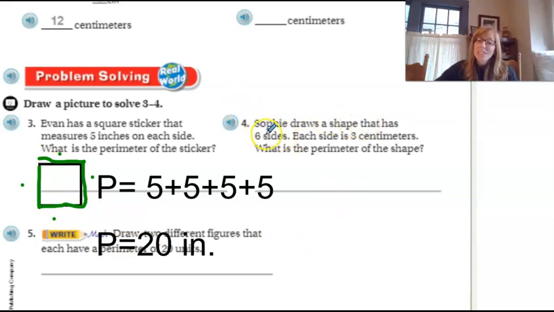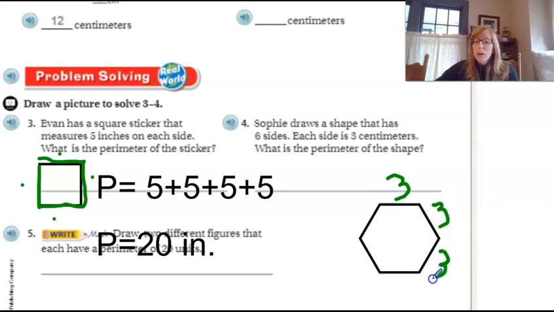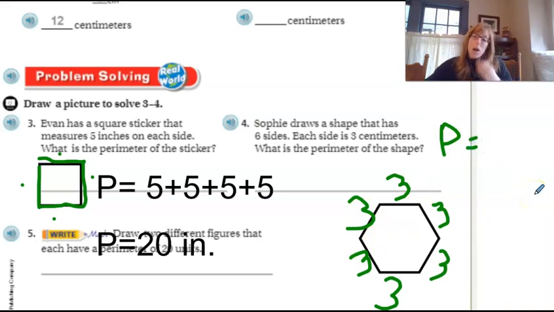So if you draw a shape that has 6 sides, so that would be a hexagon. So let me see if I can find a hexagon for us. Where's my 6? Here's a hexagon. Okay, and each side is 3 centimeters. So we have 3 on each side. Okay, what is the perimeter of the shape? So it would be perimeter equals 3 plus 3 plus 3 plus 3 plus 3 plus 3. So your perimeter would equal 3, 6 times, and we know 3 times 6 is, you are correct, you would get 18 centimeters.